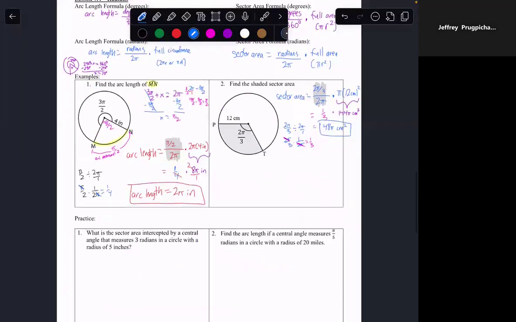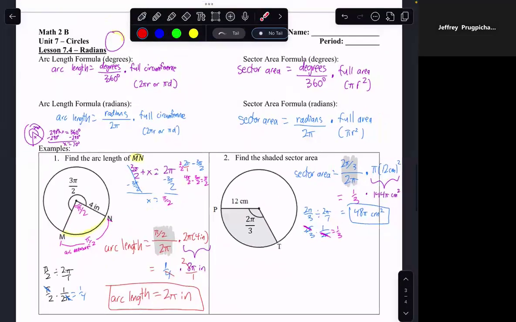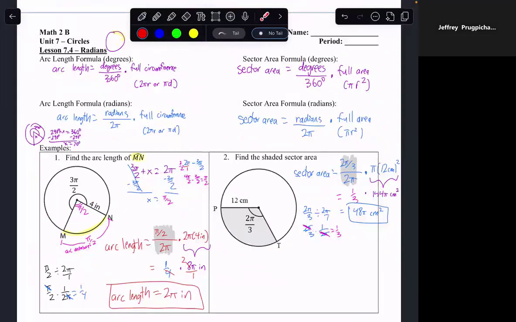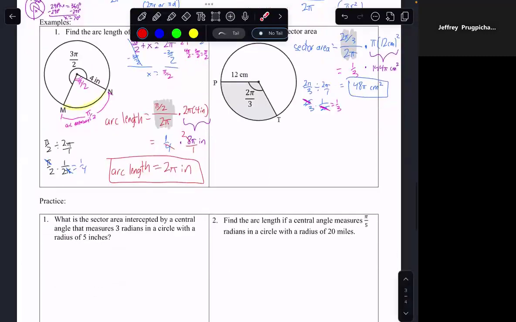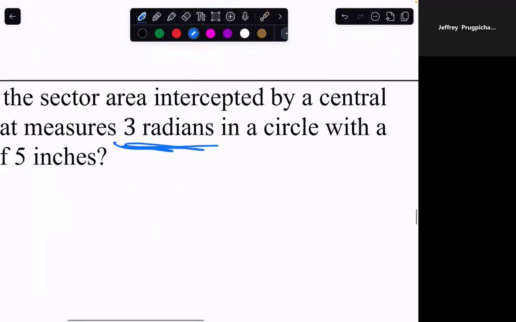All right, so why don't you go ahead and try the 2 problems below, please? Okay, so when I asked you to find the sector area, notice that the central angle is just 3 radians. It is not 3 pi radians. It's just 3 radians.